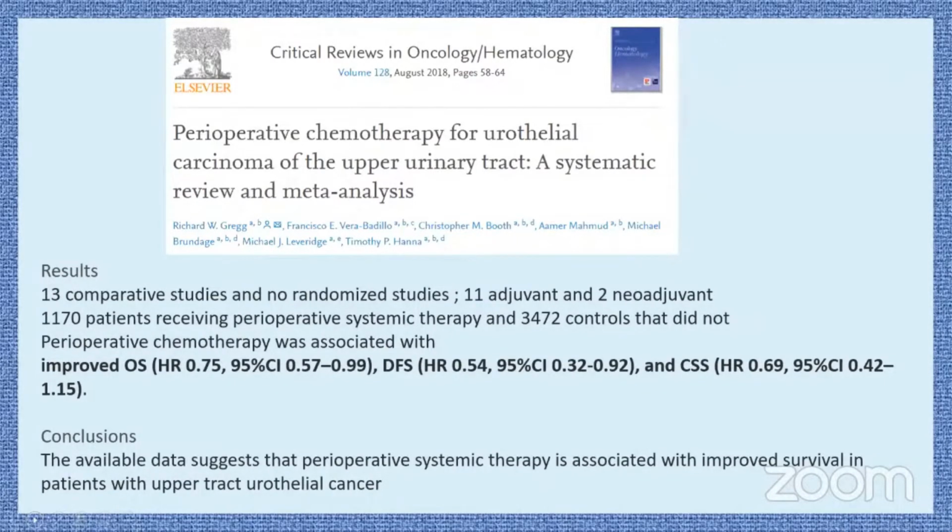Yeah, so available data suggests it is associated with improved survival in patients with upper tract urothelial cancers. Next slide.